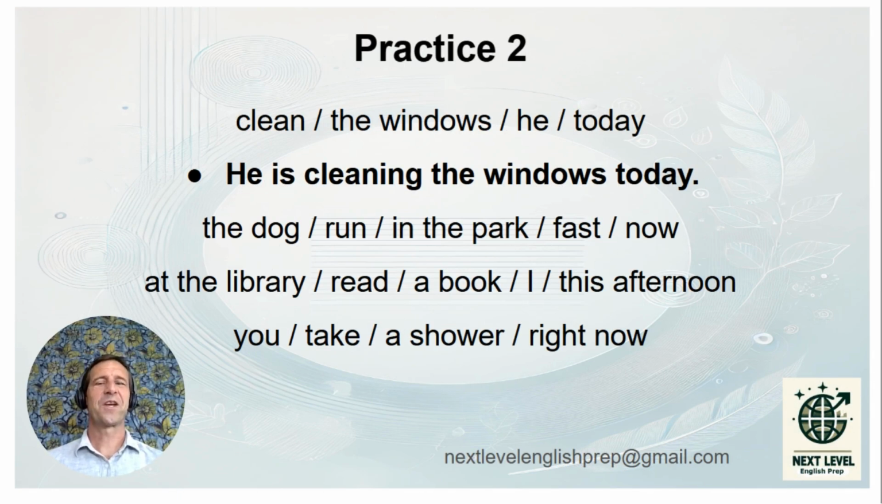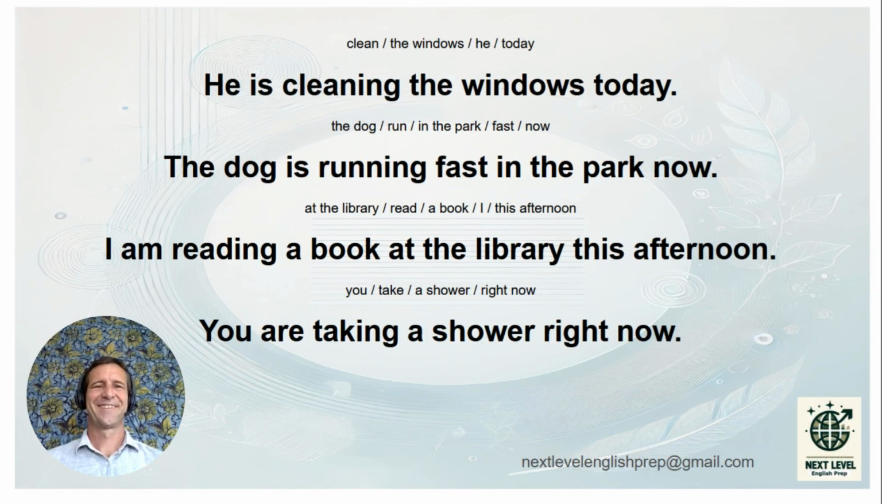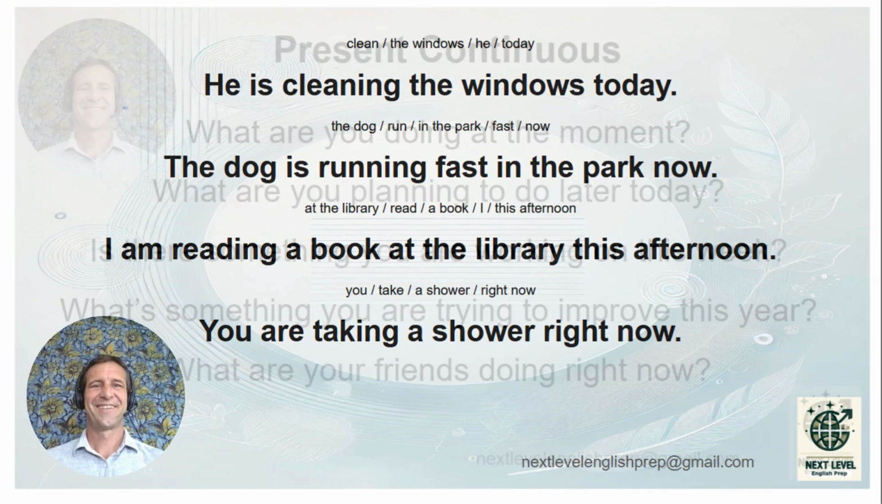Now let's try to organize these words to make correct present continuous sentences. You'll need to add the verb to be. Again, the first one's done as an example for you. Pause the video. Let's check your answers. How many did you get right?